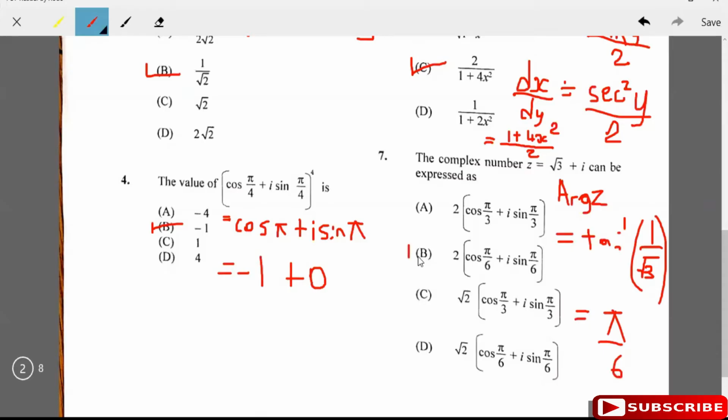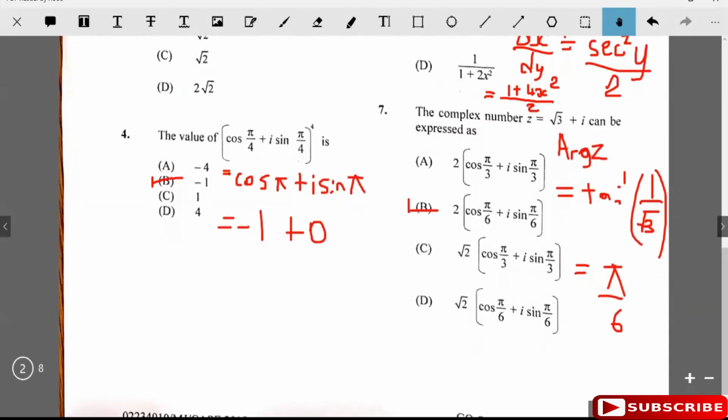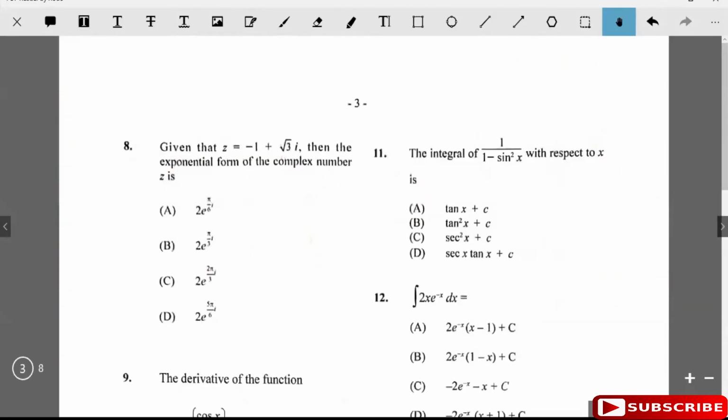We need to know the modulus. So it's the square root of root 3 square plus 1 square, which is 3 plus 1, square root of 4, which is clearly 2. Yeah. Easy.